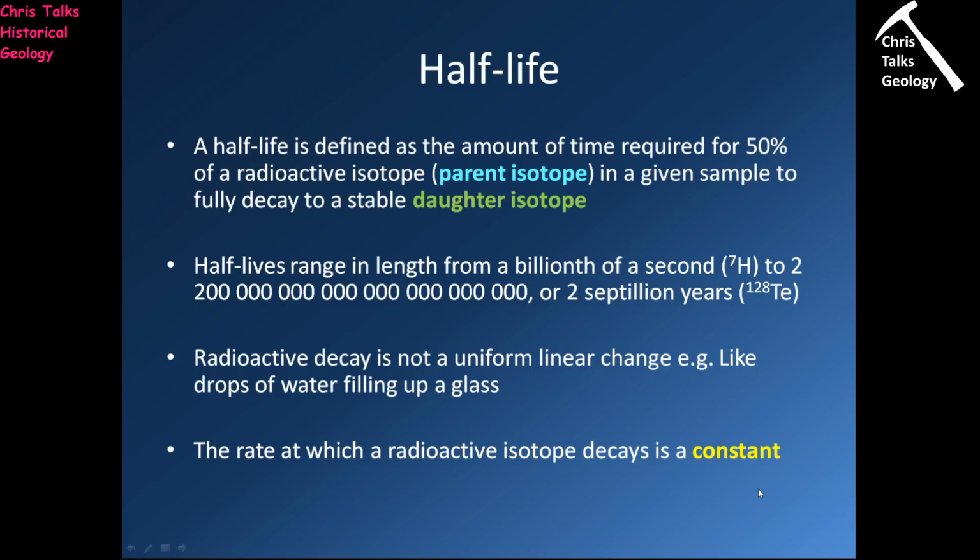As long as we know how much of the parent isotope the crystal started with, and how much of the parent isotope is left when we measure the crystal, then we can very quickly work out exactly how long it would have taken to get from the starting concentration of the parent isotope to the concentration we can measure now. And the only reason we can do that is because radioactive decay is a constant. It's like a second hand on a clock. It's constantly occurring at a set rate.